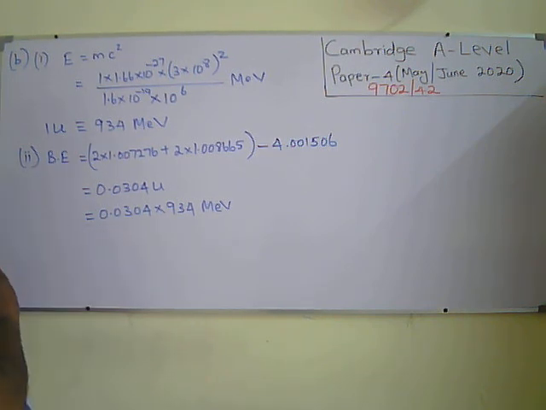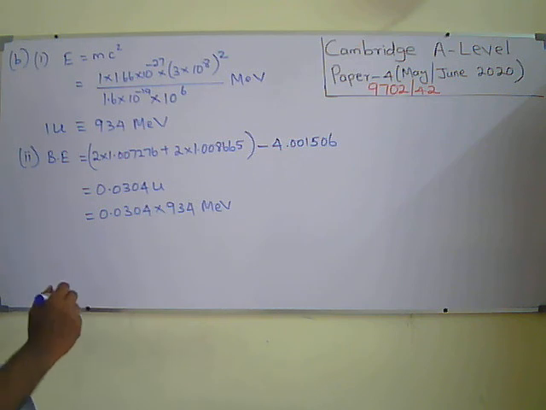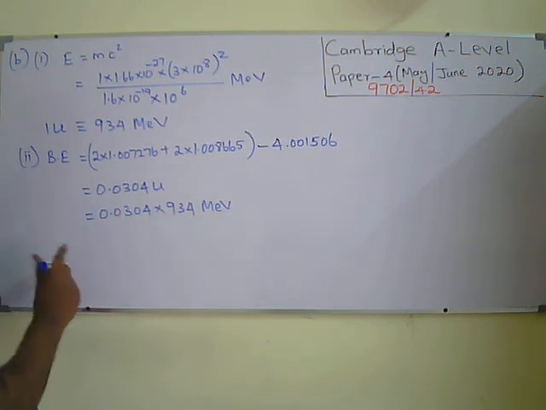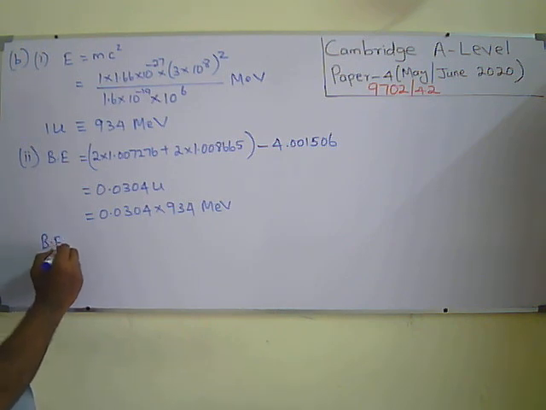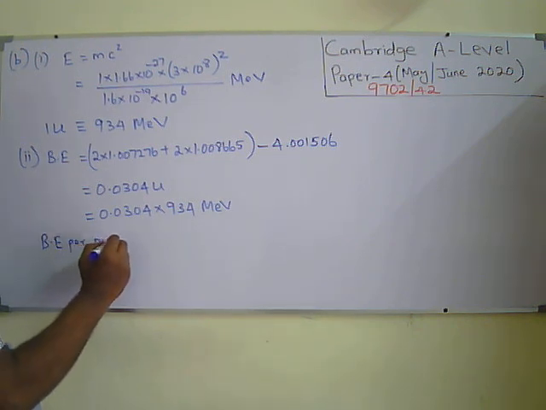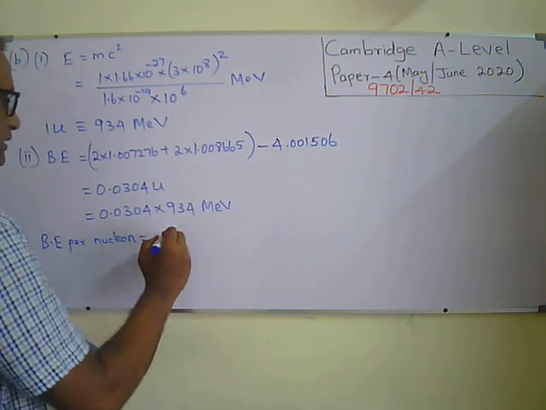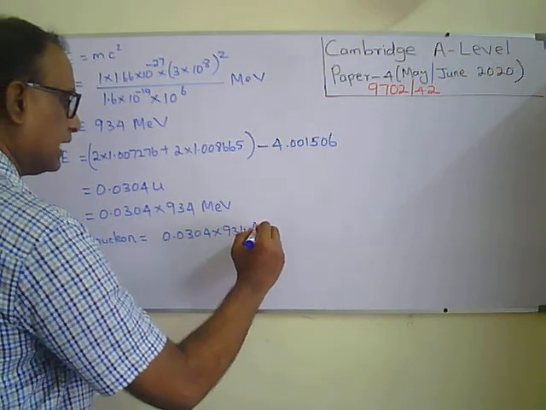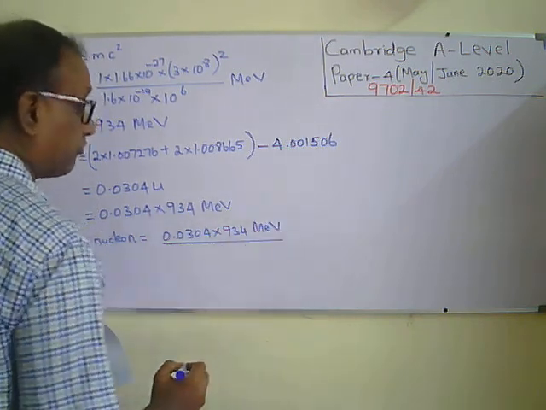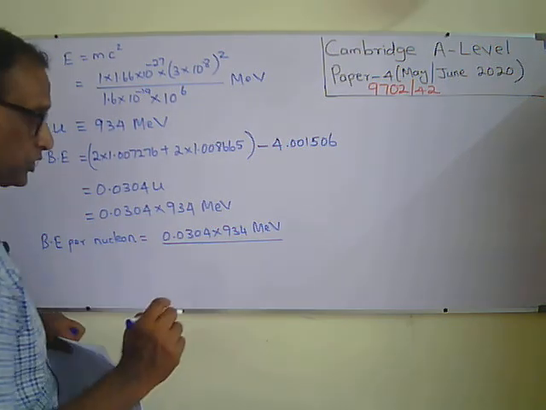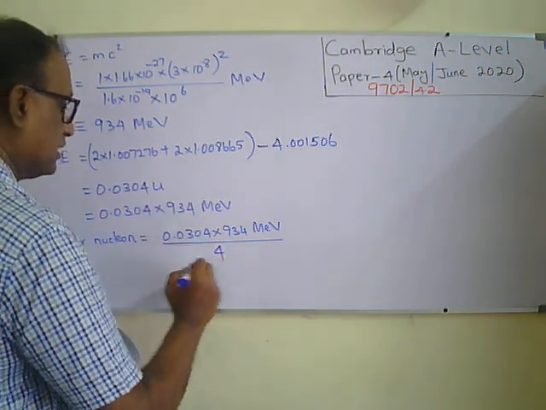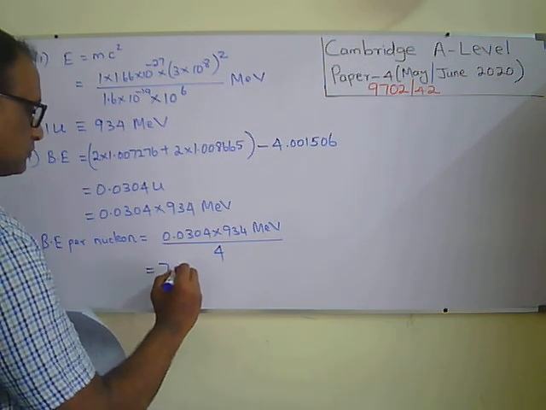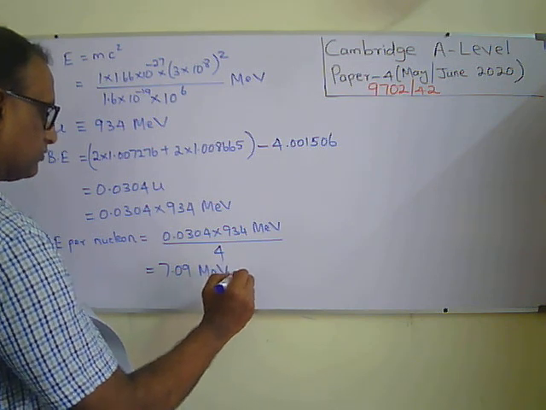But the question asks for binding energy per nucleon, so I should divide this by 4. I'm not solving it fully, I'll directly find the binding energy per nucleon: 0.0304 into 934 mega electron volt divided by 4, because helium consists of 4 nucleons, 2 protons and 2 neutrons. So that will be 7.09 mega electron volt.